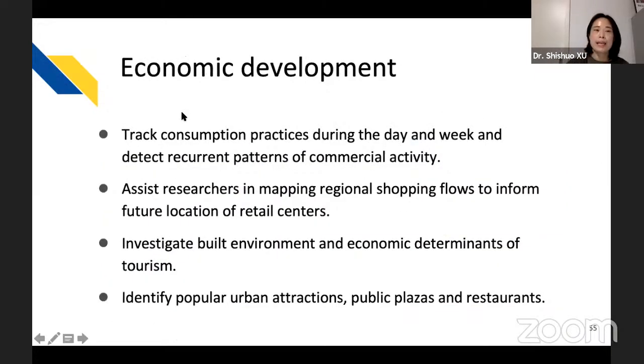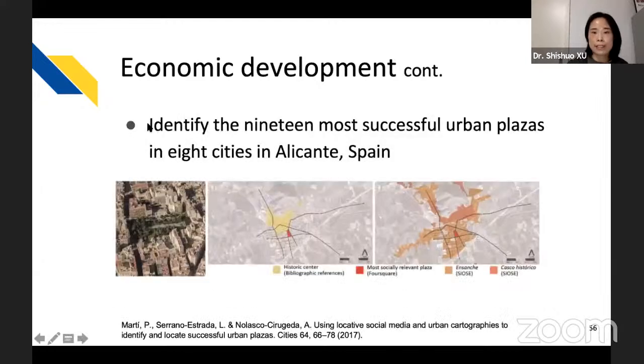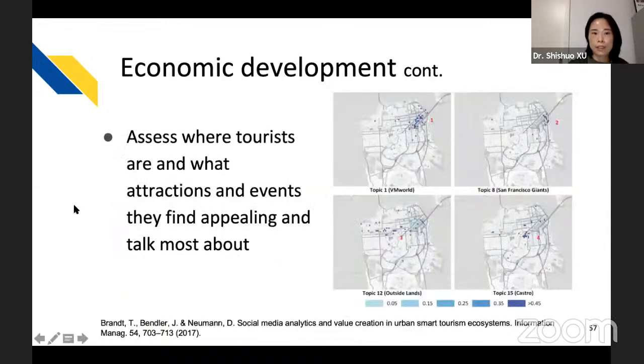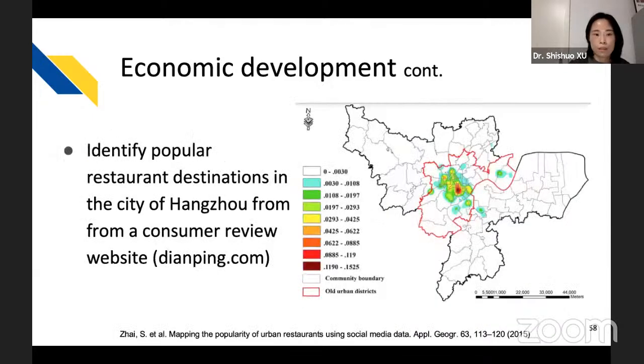The last research domain is about economic development. They did a research to identify the most successful urban plazas in Spain. From the economic perspective, they use Twitter data to assess where tourists are and what attractions and events they found most appealing and talk about most. This one uses Dianping data, which we are very familiar with, to identify the popular restaurant destinations in the city of Hangzhou in China.